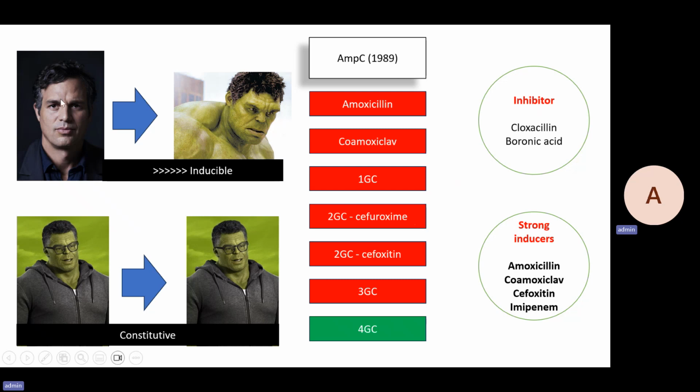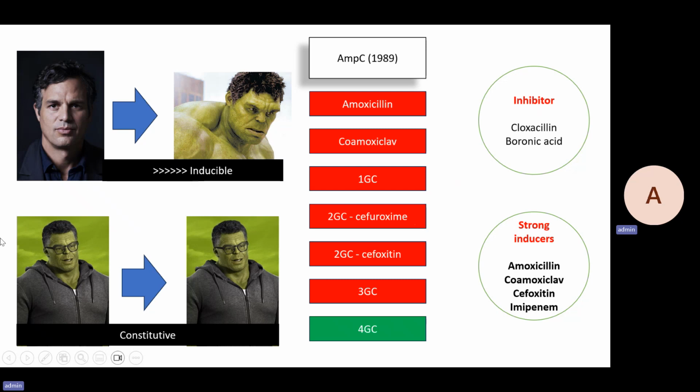To give you an example here, Mark Ruffalo is our Professor Banner, who is normally a Professor Banner, but when he becomes angry or something angers him, he becomes Hulk. So whatever angers him, the anger, is the inducer of him becoming Hulk. Similarly, there are some bacteria which will normally not produce AmpC, but if you give them these antibiotics, they will start to produce AmpC. So this is called inducible AmpC.